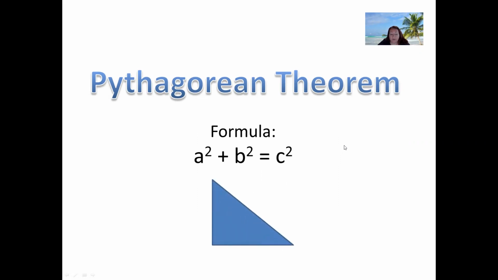It's used with a right triangle, so that means that there's a 90-degree angle there. And there's two sides, and those sides are the legs. And then the third side is the hypotenuse. I'm going to be showing you more about that in a minute. So if you're given two lengths, whether it's two legs or a leg and a hypotenuse, you'll be able to find the length of the other side.